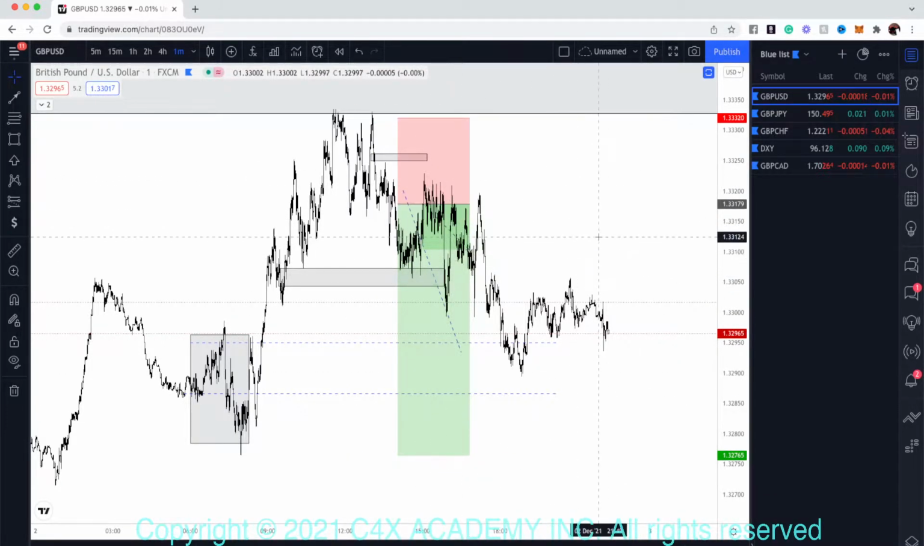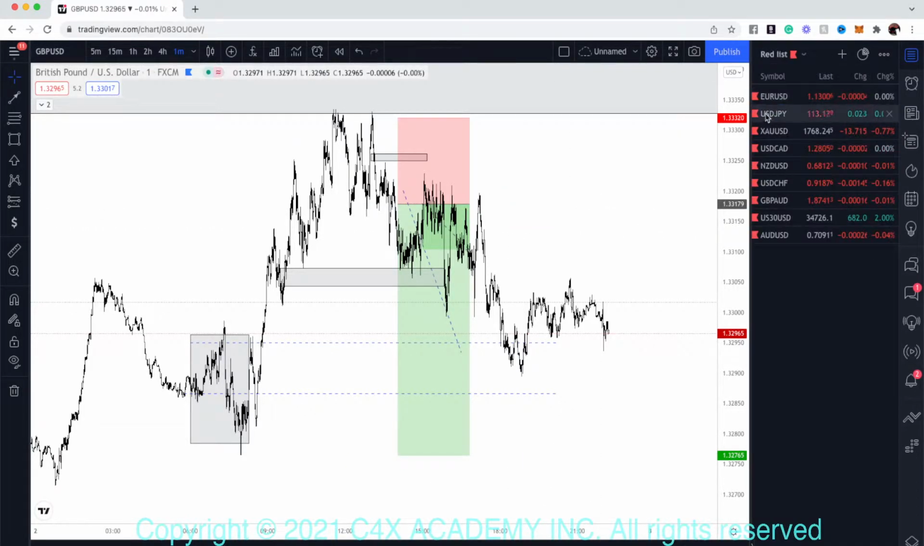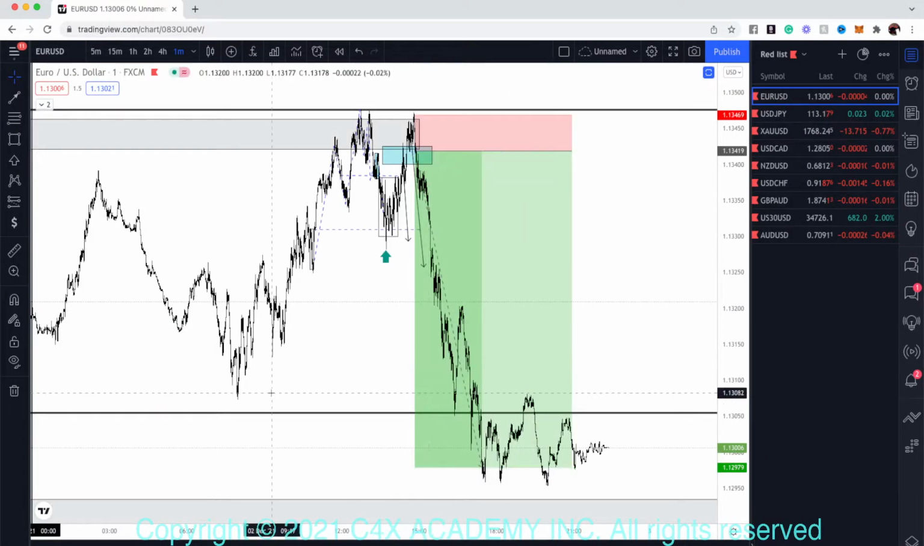This one right here was not the greatest risk to reward ratio. It's almost a 1 to 3 risk to reward ratio. But going on into the EUR USD trade, this is a much better risk to reward ratio, currently leading up to about a 1 to 8 risk to reward ratio, almost a 1 to 9 risk to reward ratio.